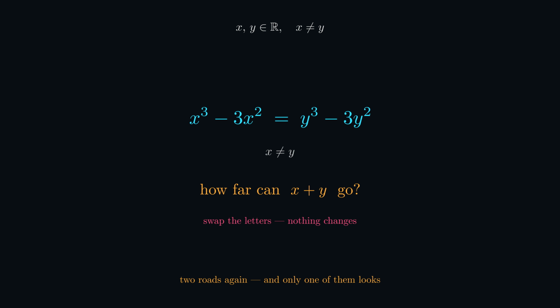X cubed minus 3x squared equals y cubed minus 3y squared. Nothing else is given. No sizes, no signs, no second equation. And the question is about their sum. How large can x plus y be? How small? There is no obvious place to push. Notice that the condition is perfectly symmetric. Swap the two letters and it says exactly the same thing, while the quantity we want is symmetric too. So we will start twice from opposite ends and see which road is kinder to us.